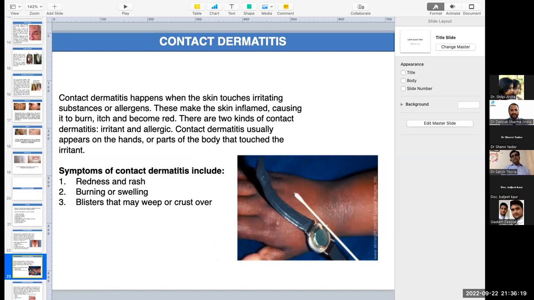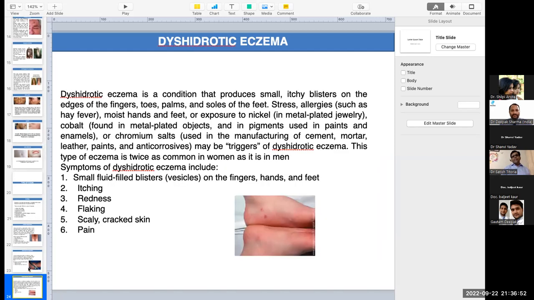Contact dermatitis happens when the skin touches an irritant substance or allergen. These make the skin inflamed, causing it to burn, itch, and become red. There are two kinds of contact dermatitis: irritant contact dermatitis and allergic contact dermatitis. Contact dermatitis usually appears on the hand or part of the body that touches the irritant. Symptoms of contact dermatitis include redness and rashes, burning and swelling, blisters that may weep or crust.